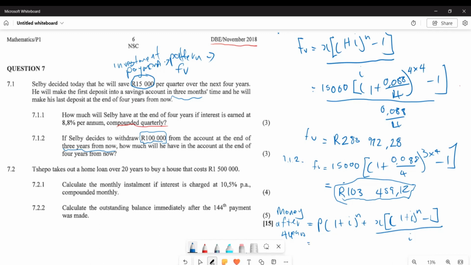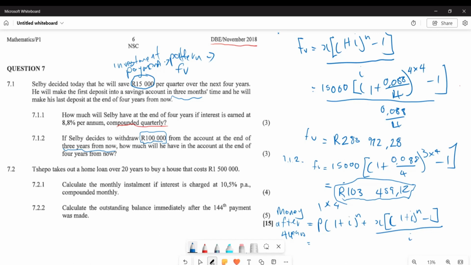The only thing we are calculating here is for the 1 year, and we know that it is going to be 4 times within a year. So now we are going to substitute in here. When we substitute in here, what are we then going to have?